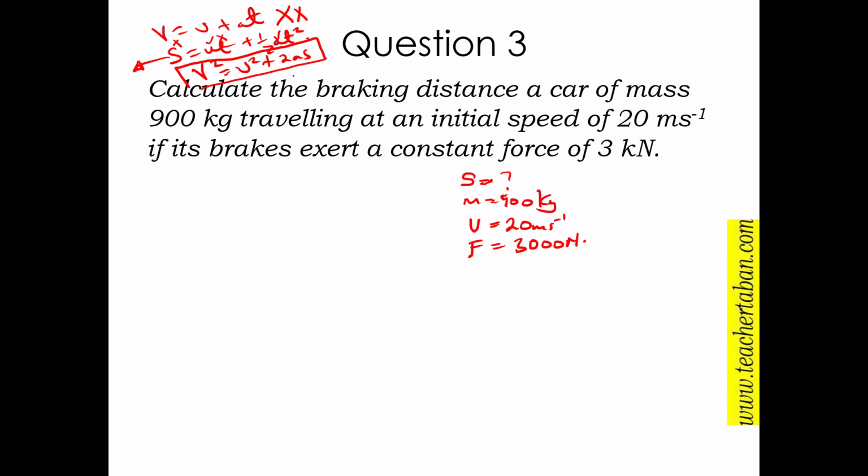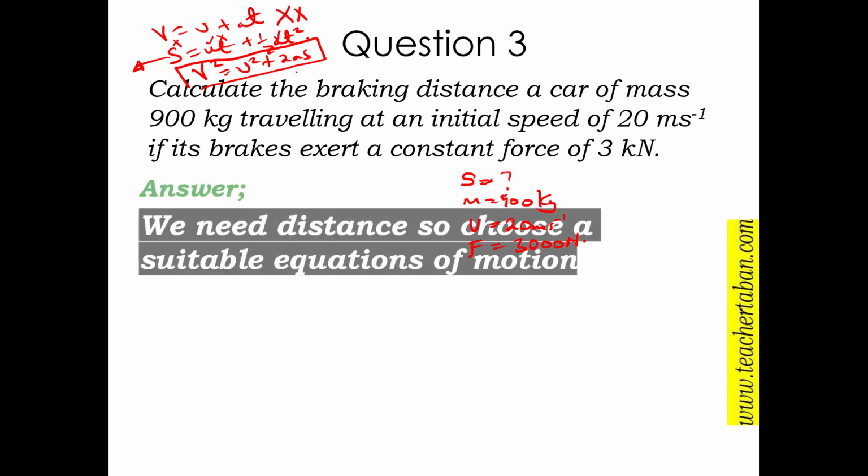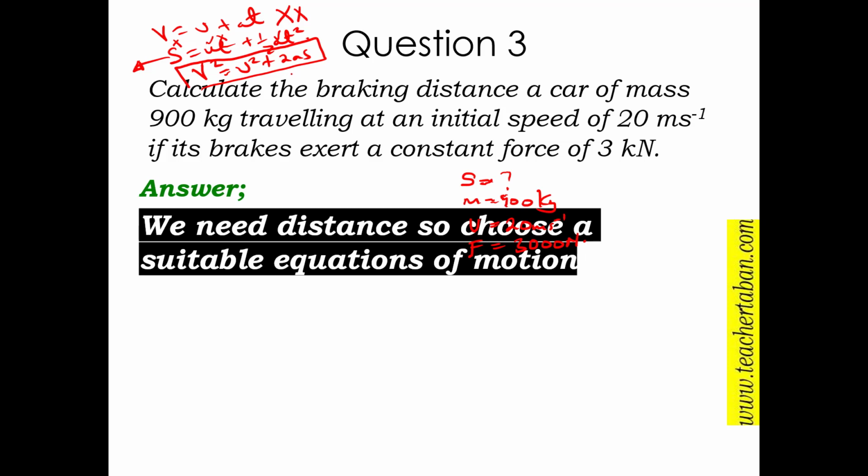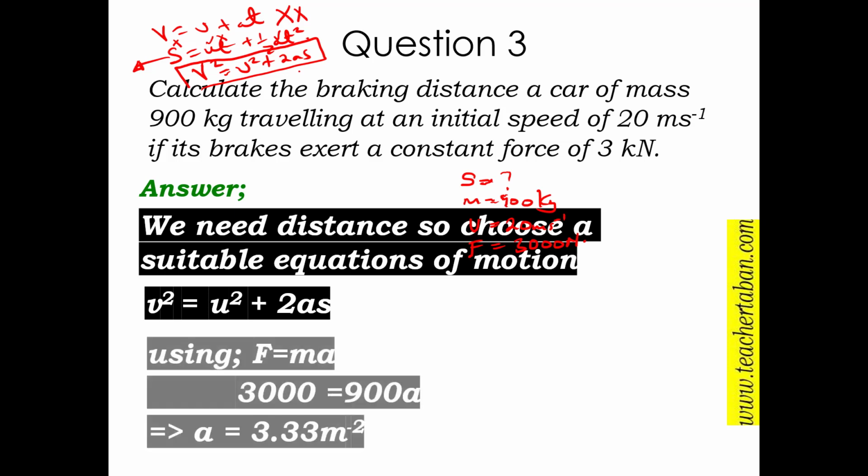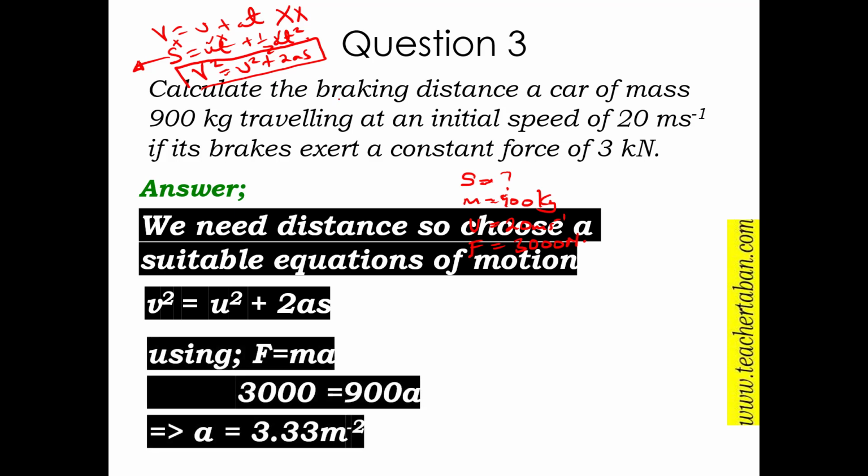So what we do here is, if we are to use the equation, we shall use v squared is equal to u squared plus 2as, but still we don't have the acceleration. Let's begin by getting the acceleration. So from the equation of force, Newton's second law of motion, F is equal to ma. The force is 3000, the mass is 900. Substituting to F is equal to ma, we shall get our acceleration as 3.33 meters per second squared. There's per second squared here.